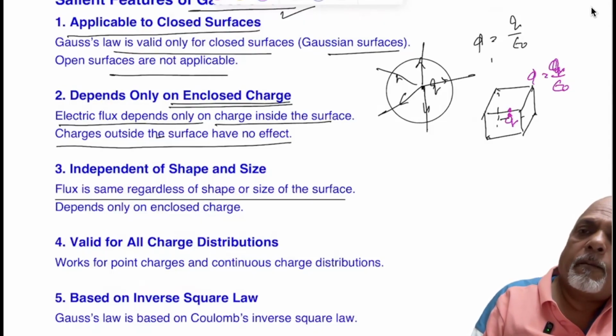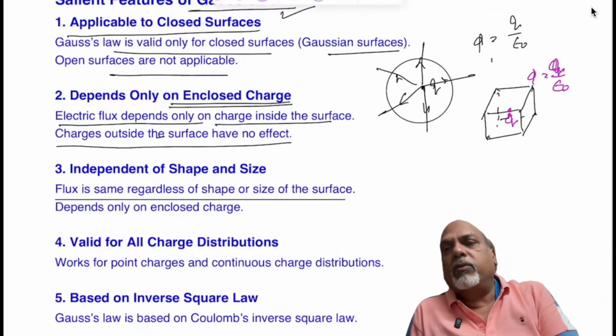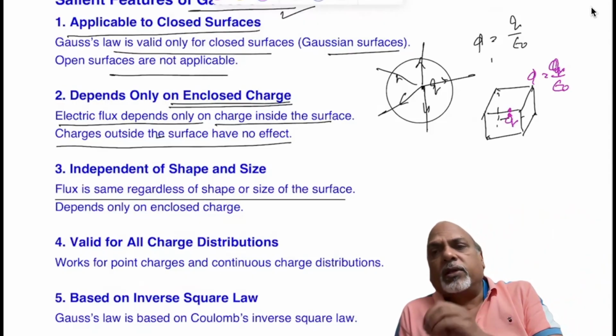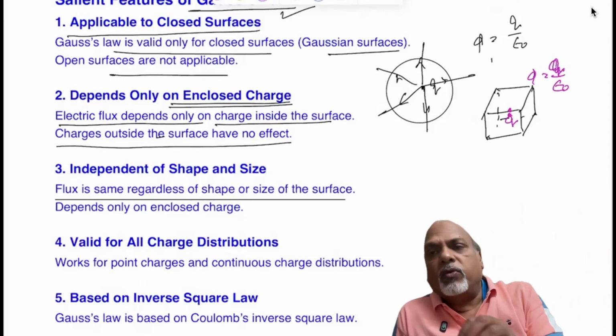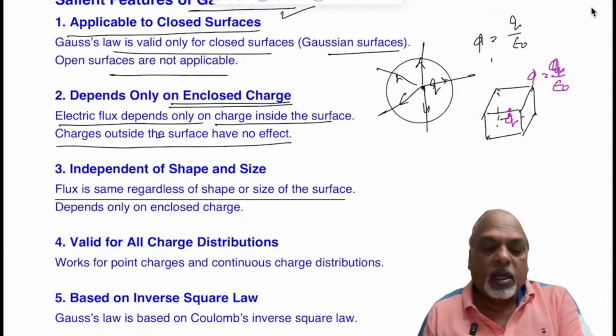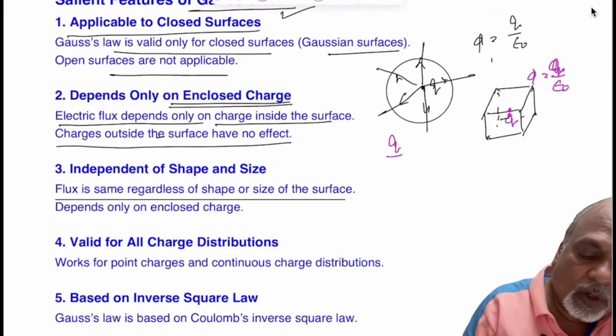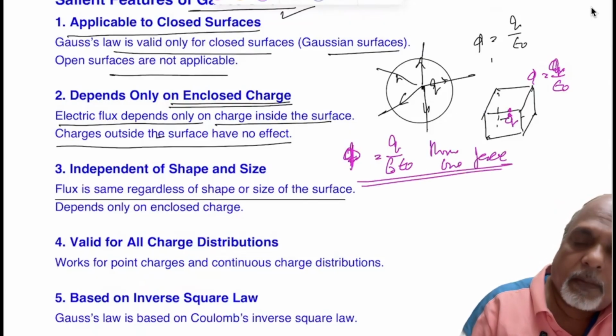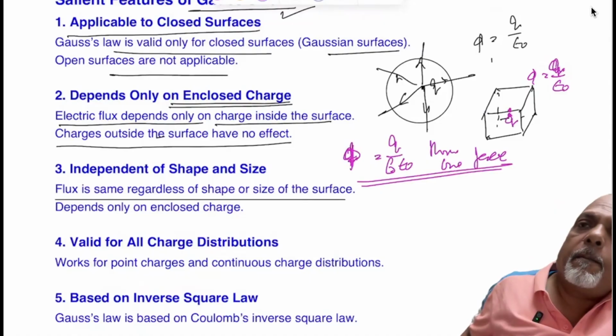And suppose you are asked what is the flux through one side? Since it is a cube, all the sides are equal, one face you can say. How much flux is passing through one face? There are 6 faces, so naturally it will become Q upon 6 epsilon 0. Sorry, this is through one face. Correct?